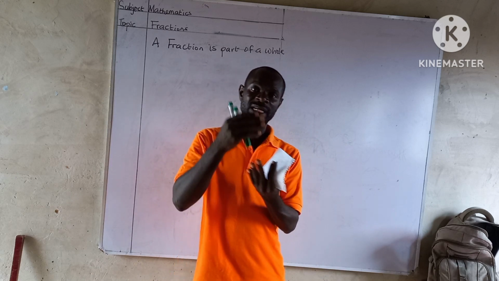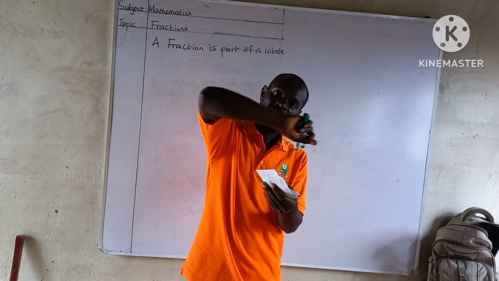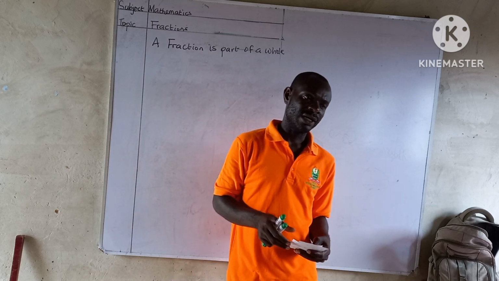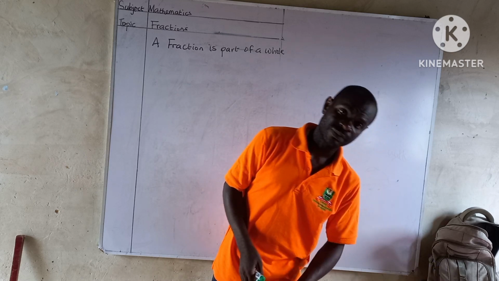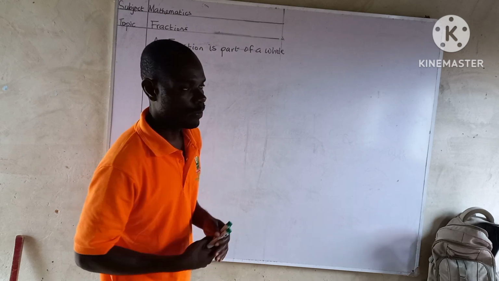Sometimes you see an orange divided into 4 parts. If you take one part of it, you have one out of a whole orange that has been divided into 4 parts. They therefore say fractions are what? They are parts of a whole.